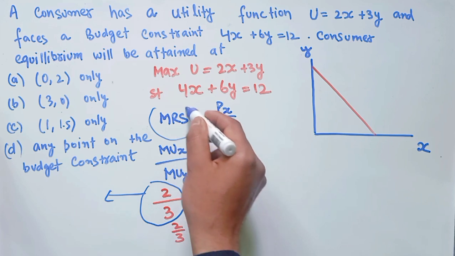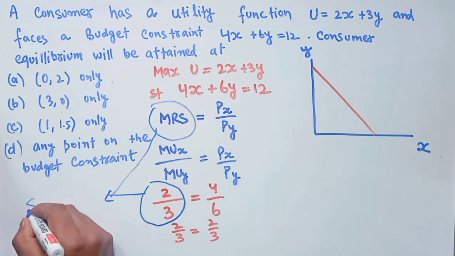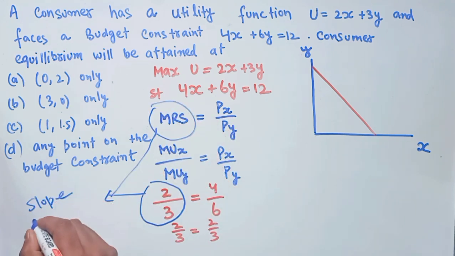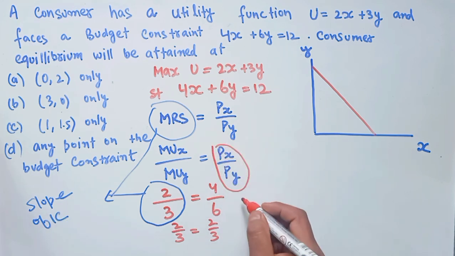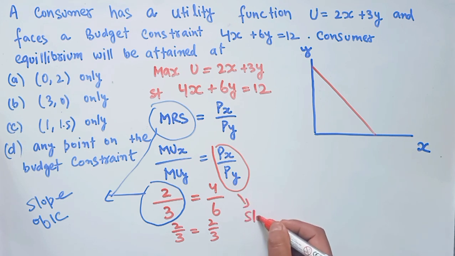And this MRS denotes the slope of the indifference curve, and this ratio px upon py denotes the slope of the budget line. And here we have seen the slope of IC is exactly equal to the slope of the budget line.